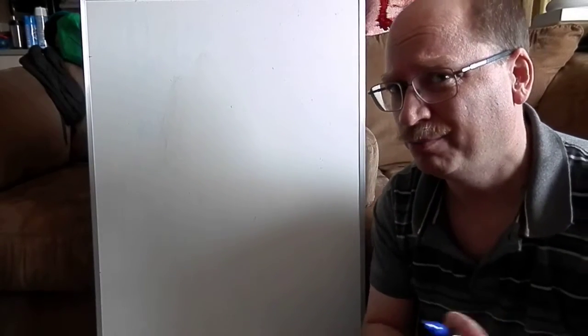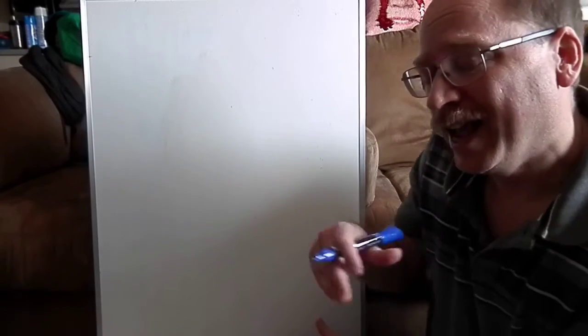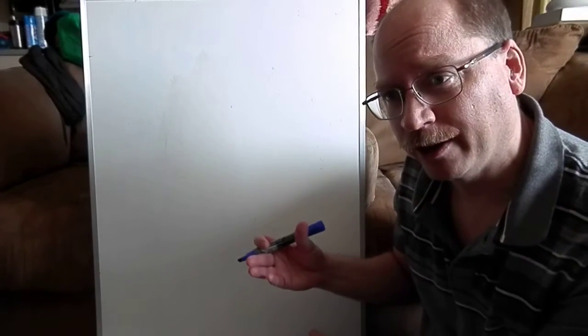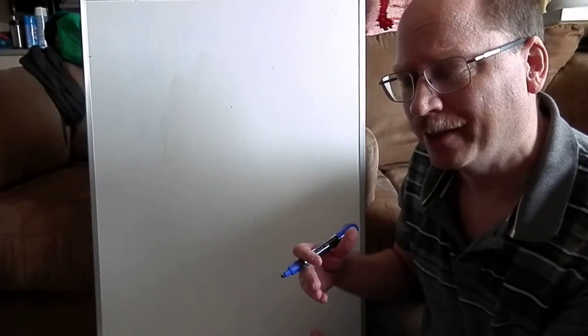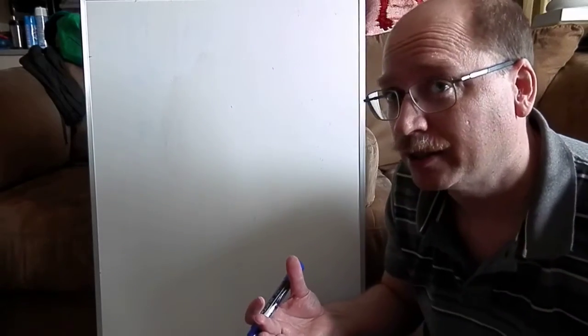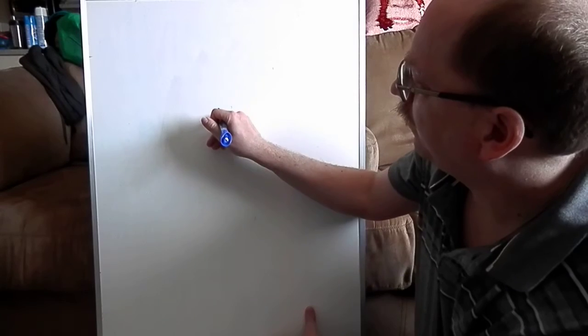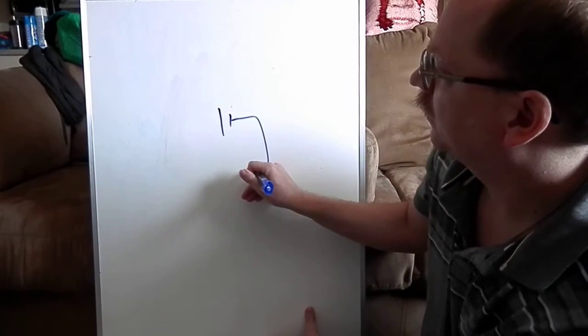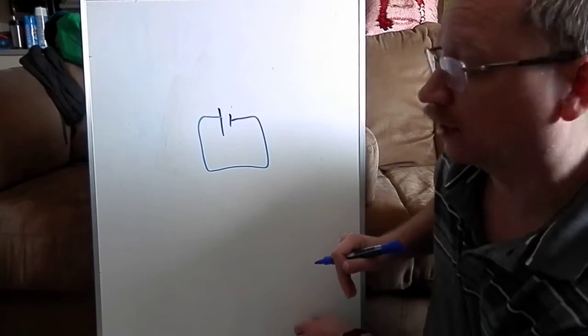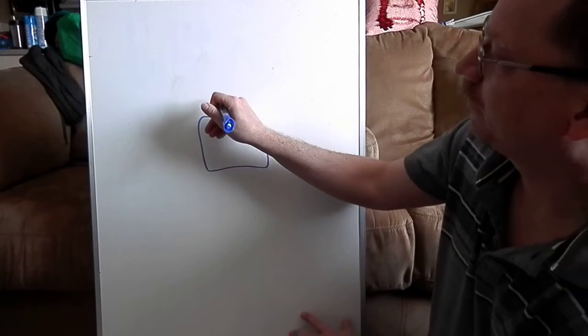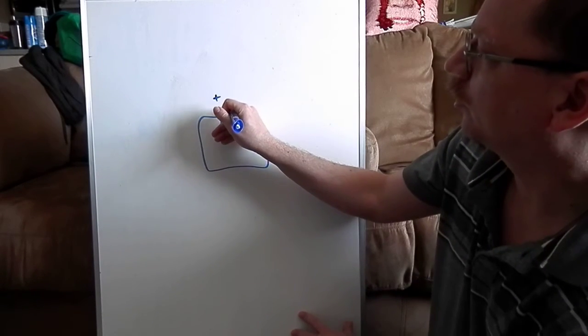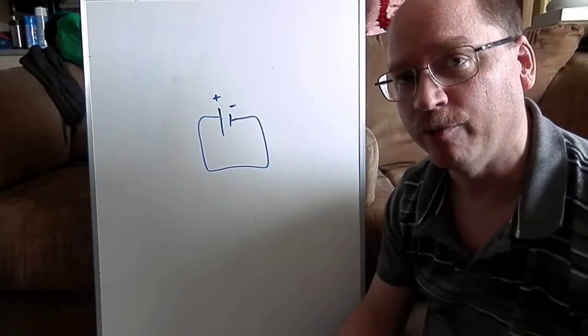The first thing that I do want to mention is the difference between the way Americans explain current compared to pretty much everybody else on the planet. And this all kind of goes back to Benjamin Franklin and the way that he imposed this idea on us of positive charges moving. So if I was to draw a diagram of an electrical circuit like this, the positive terminal is the longer one and the shorter terminal is the negative one.